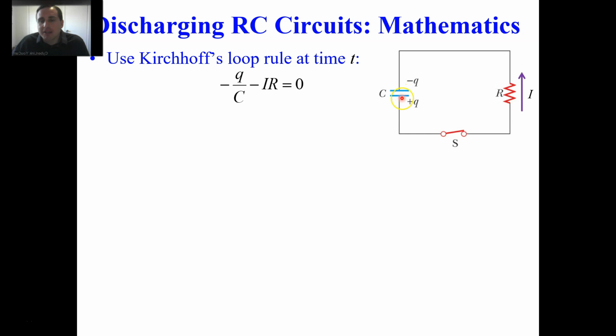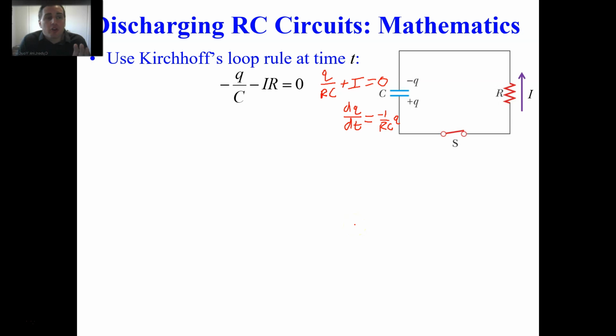But now when we go across this capacitor, notice that the capacitor electric field is in the opposite direction of the current. And since the capacitor electric field's in the opposite direction of the current, that gives minus Q over C. Again, another way to think about this is we're losing energy across the capacitor. Now, this differential equation is actually much easier to solve. If I divide by negative R, we've got Q over RC plus I equals 0, and that's the same thing as dQ/dt is equal to minus 1 over RC times Q.